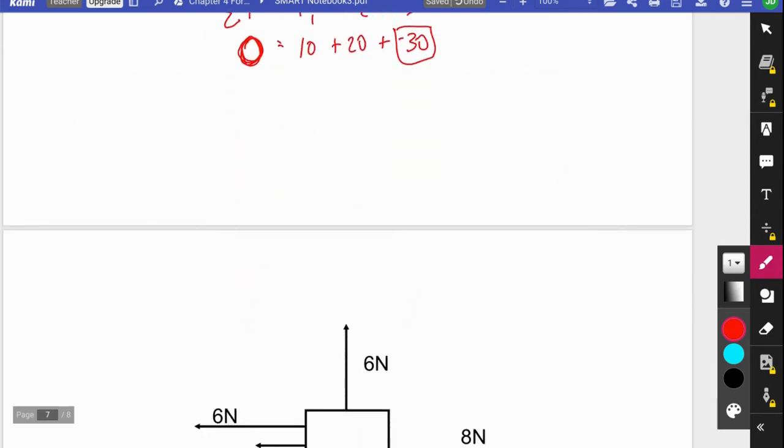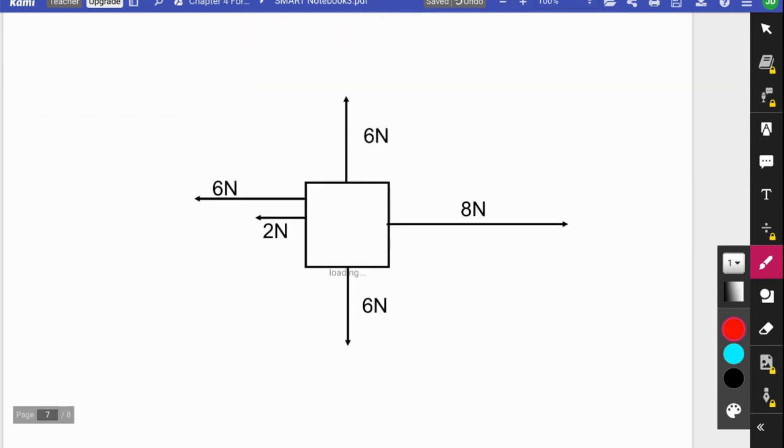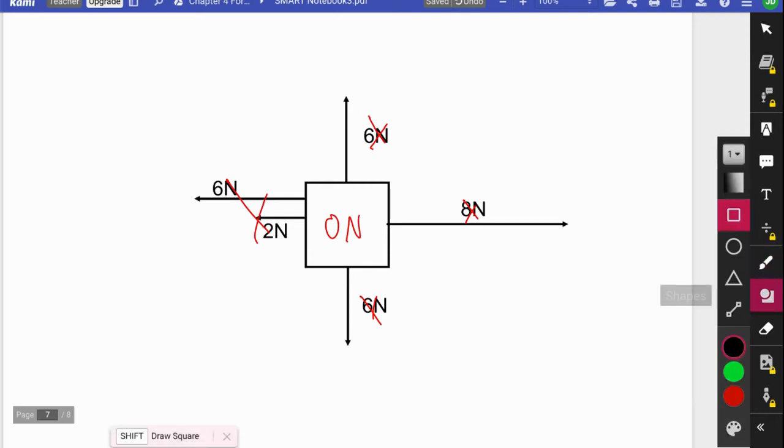Okay, so let's put that into practice. Here's a problem where we've got, again, x and y values, and we're looking at equilibrium. So I have 6 up, 6 down, so those are going to cancel each other out, positive and negative, and we have 8 newtons to the right and 8 newtons to the left. So the overall net force is 0 newtons. I guess I could have written it a little bit differently. I didn't, but I could have.